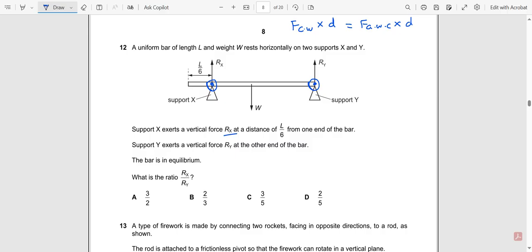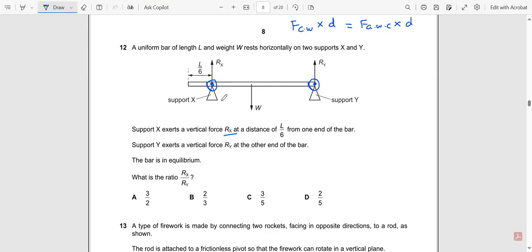Actually, that is called the principle of moments. At equilibrium, the clockwise and anti-clockwise moments are equal, and then only it will be in a stable position. That is called equilibrium. So we are going to apply the principle of moments at X and Y. When you are applying it at point X, you cannot consider Rx. You have to consider only W and Ry. Why? Because the distance between the supporting point and Rx is 0, and a force multiplied by 0 is always 0.